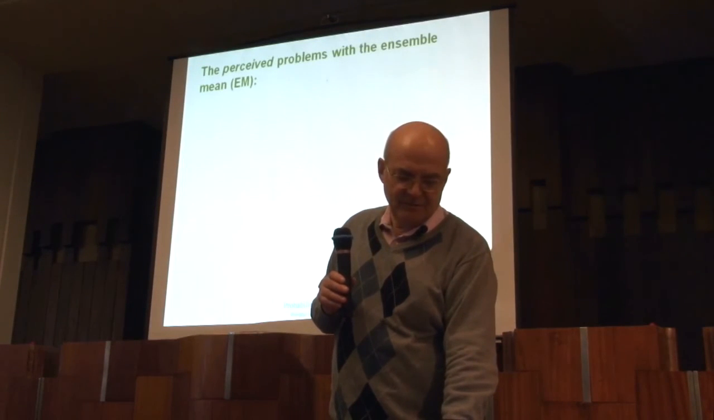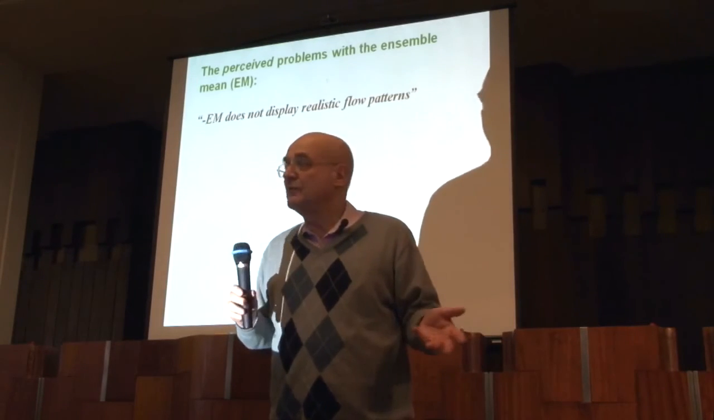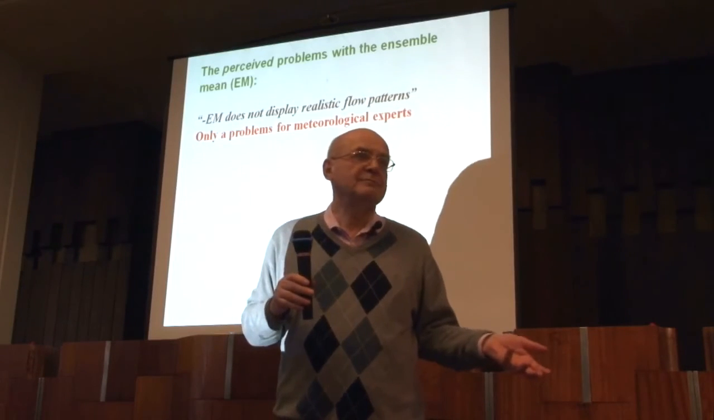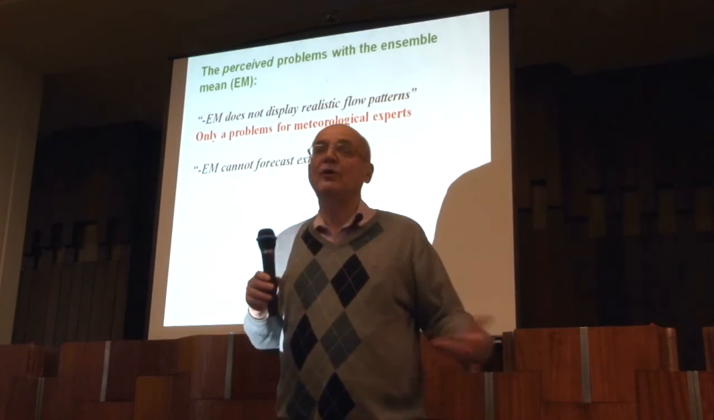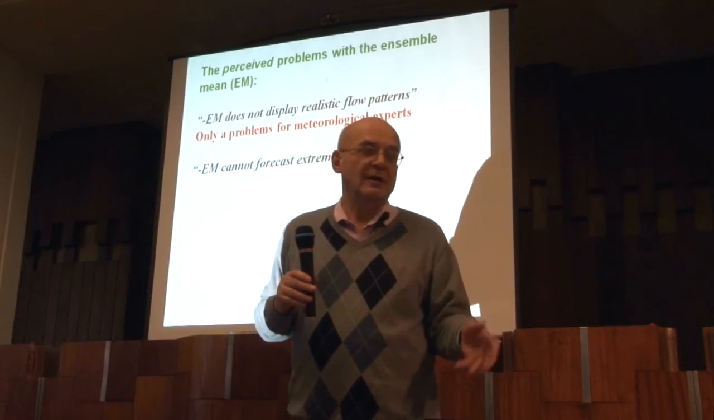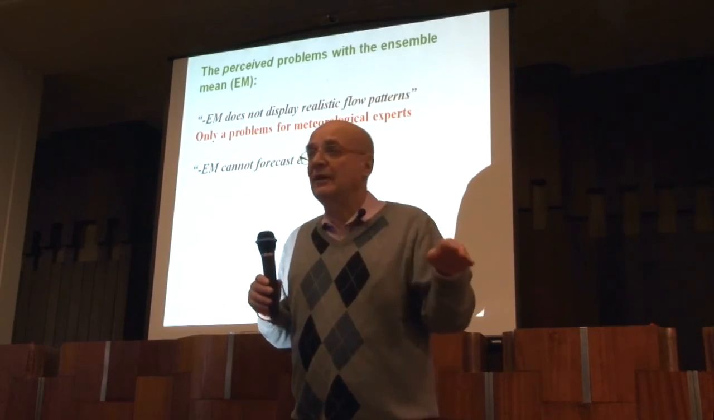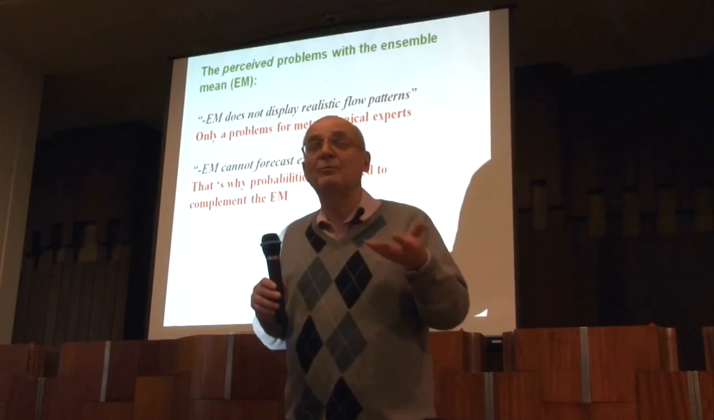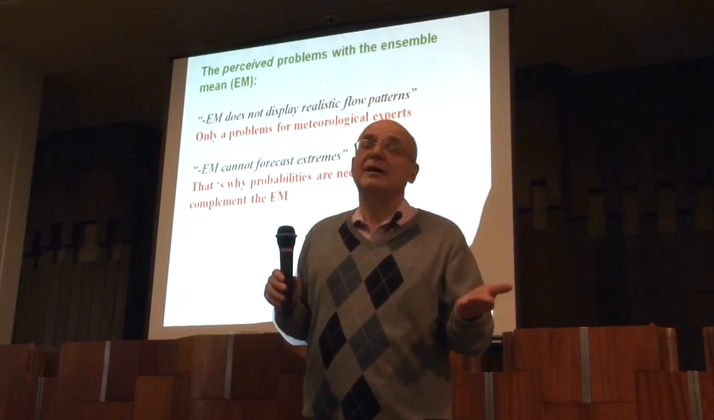But the debate is still on about the ensemble mean, and one objection is that it doesn't display realistic flow patterns. Quite true, but it's only a problem for us methodological experts. And it cannot forecast extremes, yes, because we asked it not to forecast extremes unless all members agreed on this extreme. If only a fraction of the members have the extreme, the ensemble mean will not have any extreme, but we have a certain probability of this extreme. That is the whole point of averaging. What you average away, you put back consistently as a probability.